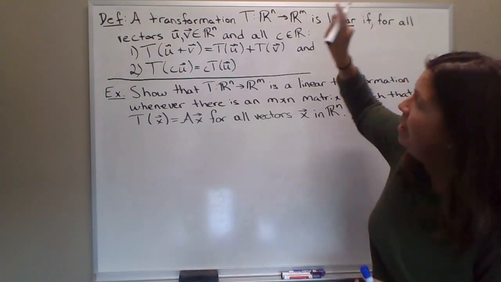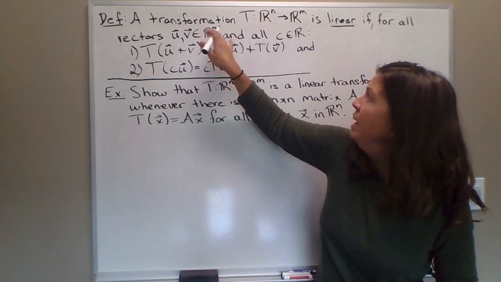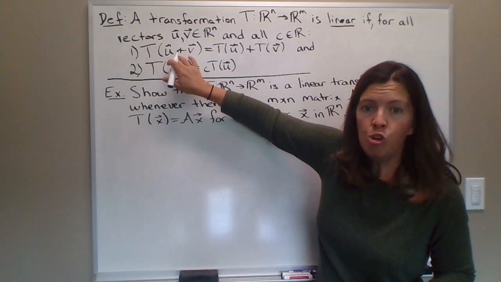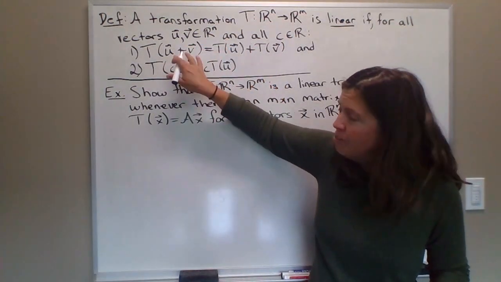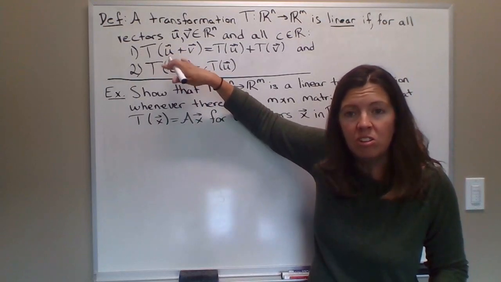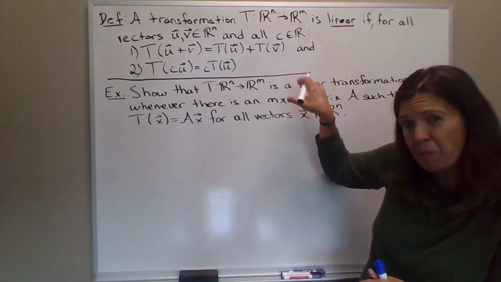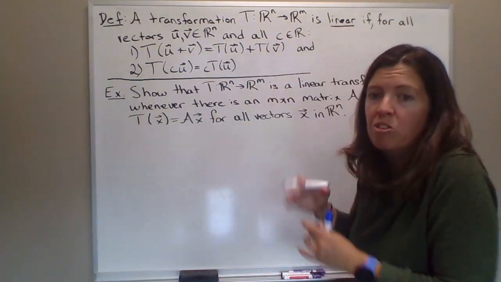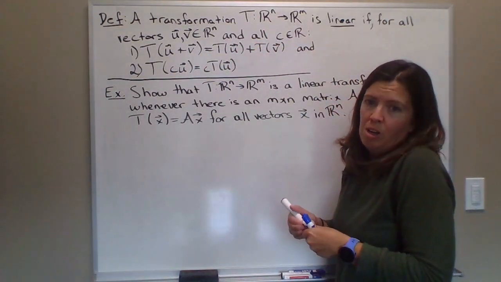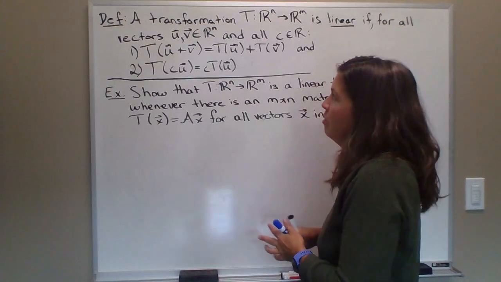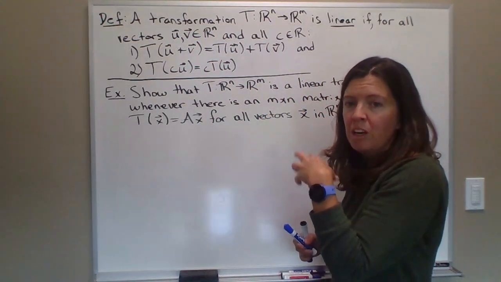It's linear if for all input vectors u and v, so all vectors u, v in Rn in this case, T of u plus v is equal to T of u plus T of v. So it doesn't matter if you add the vectors first and apply the transformation to the sum, or if you apply the transformation to the vector u and then apply it separately to v and then take the sum of those two outputs, you get the same result either way. Doesn't matter if you add the vectors first or if you apply the transformation first and then add. Or you can think of it as distributing the transformation across a sum.